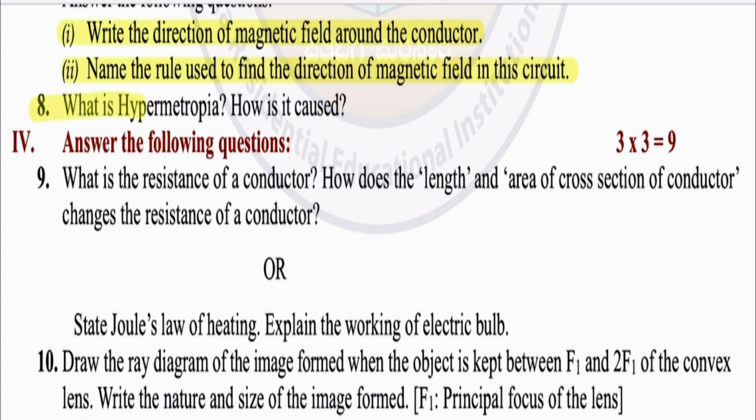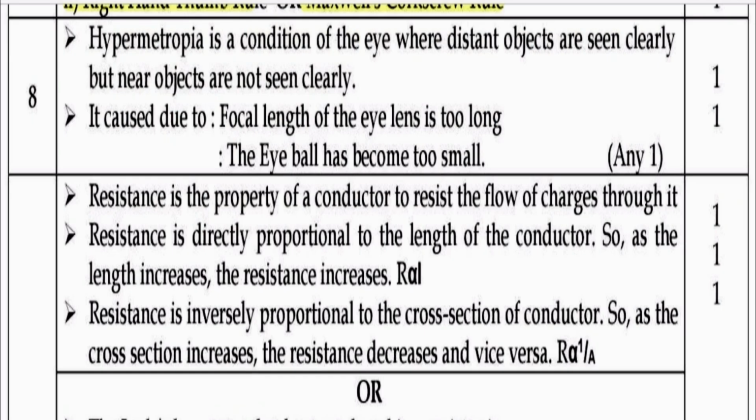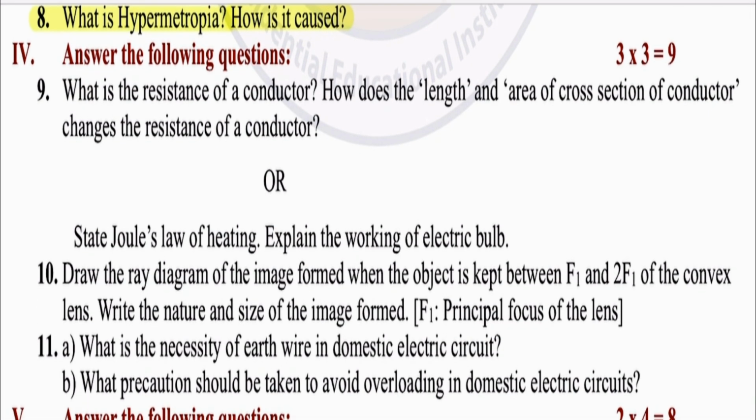What is hypermetropia? How is it caused? Hypermetropia is a condition of the eye where distant objects are seen clearly but near objects are not seen clearly. It is caused due to the focal length of the eye lens being too long, or the eyeball having become too small. These are the two reasons. Let's go to fourth main.